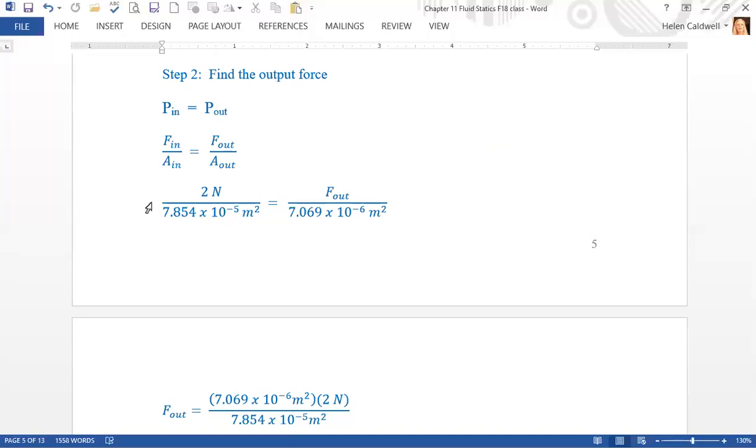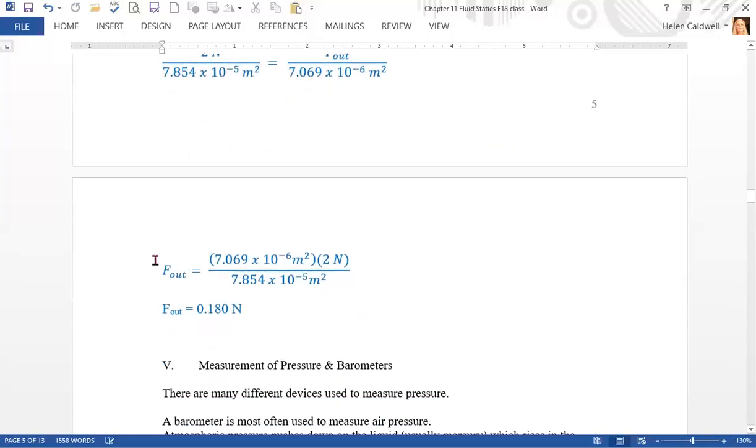To find the force, you multiply both sides by the denominator that's on the right-hand side. So both sides get multiplied by 7.069 times 10 to the minus 6. It'll cancel, leaving force out by itself, and multiply by the numbers on the left. So if you rearrange it, force out is 7.069 times 10 to the minus 6 times 2 divided by 7.854 times 10 to the minus 5th. When you punch all that into your calculator, being really careful, you end up with 0.180. So not very much at all.